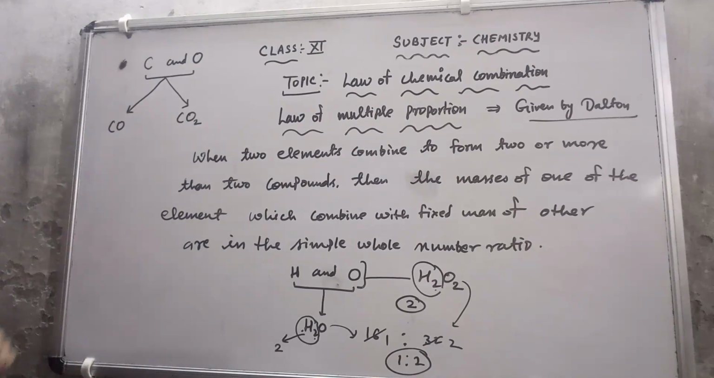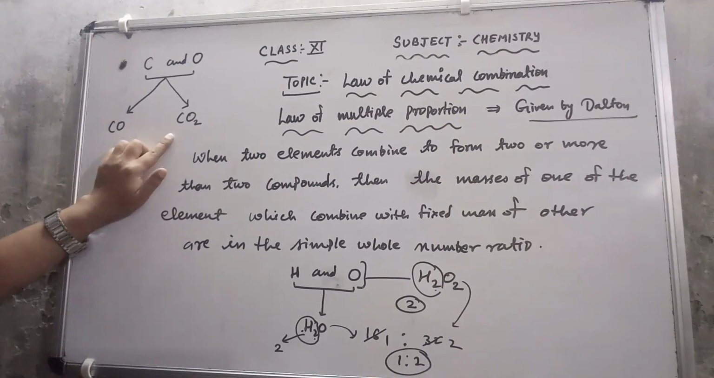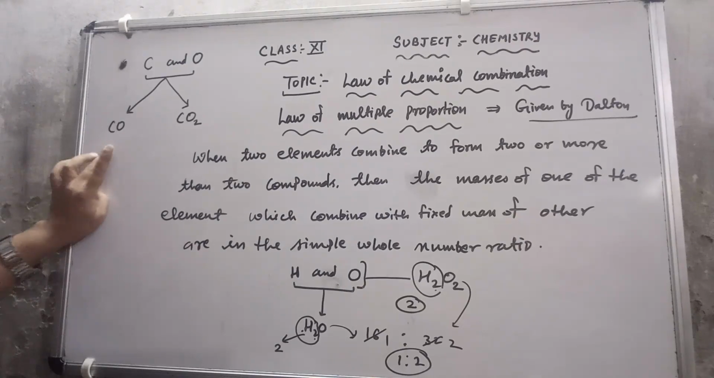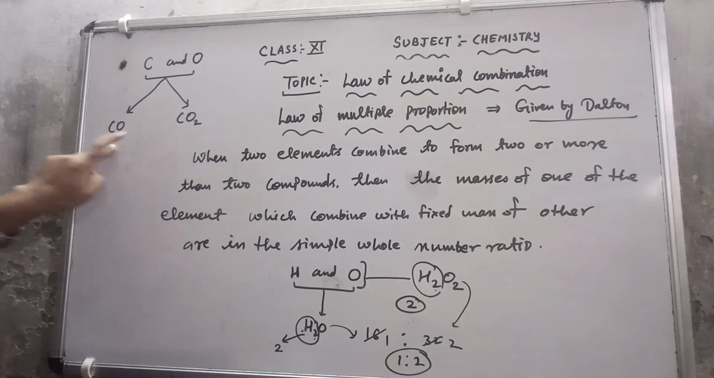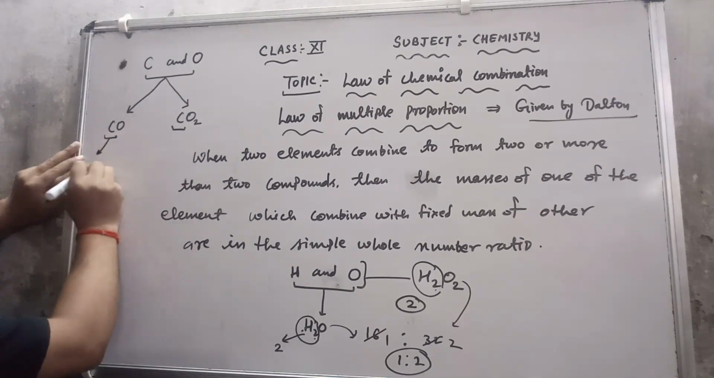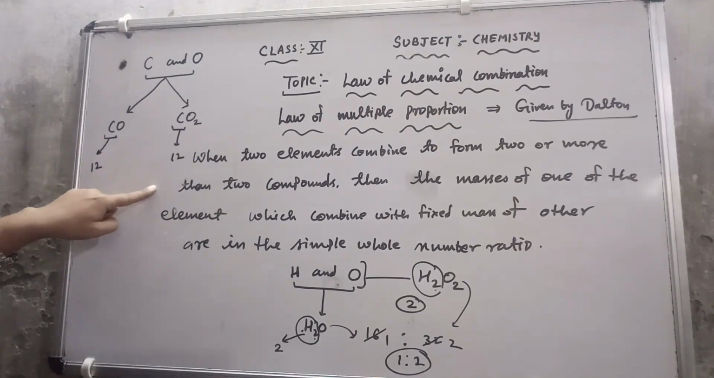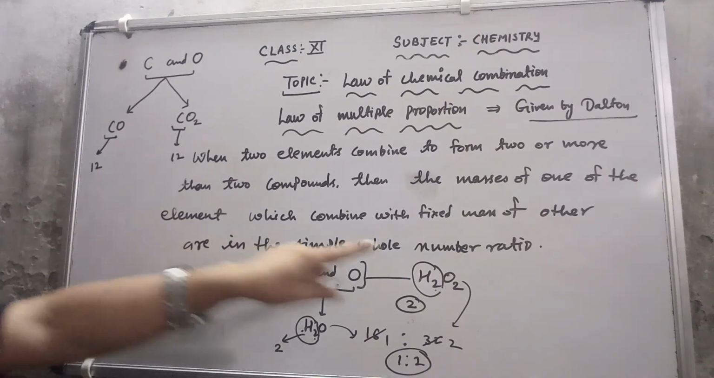They can give us carbon monoxide, or they can give us carbon dioxide. If we see here, the mass of which element is fixed, meaning in which element they have the same mass in both the compounds, that is carbon. Here carbon is 12, and here also carbon is 12. So according to this law, if one mass is fixed, then the ratio of the other one is in a simple whole number ratio.